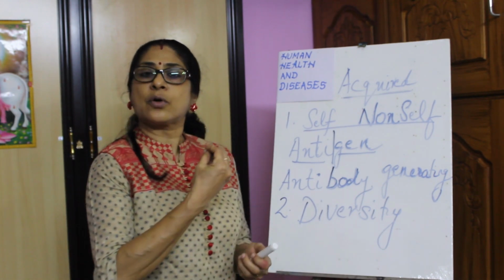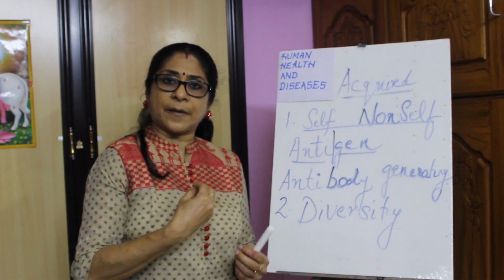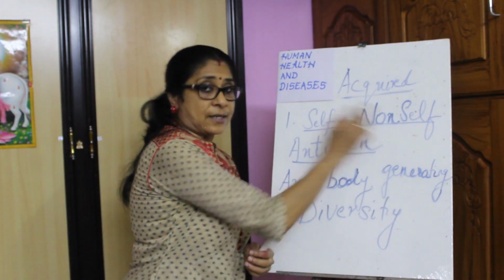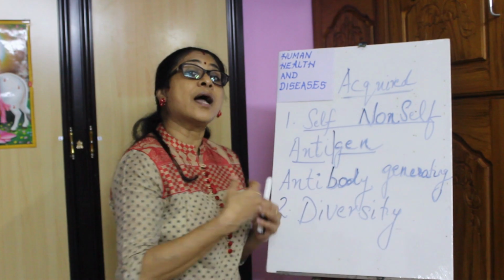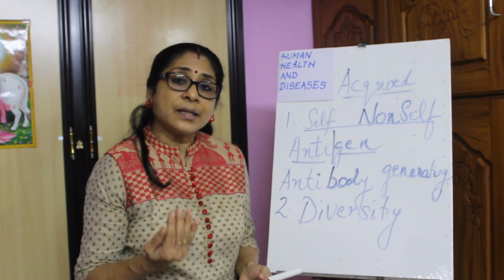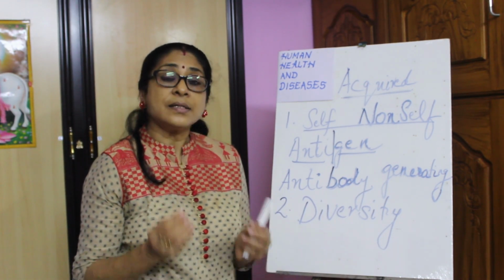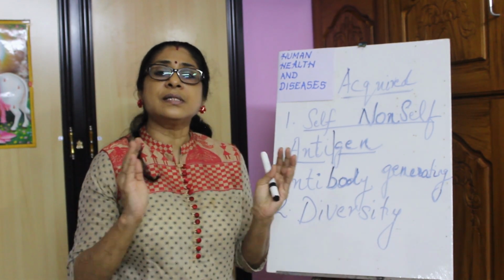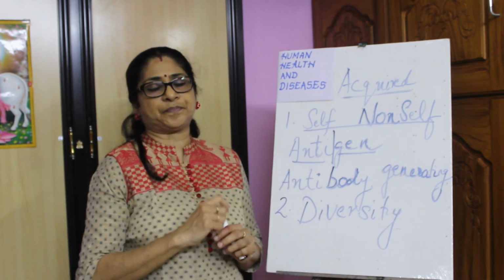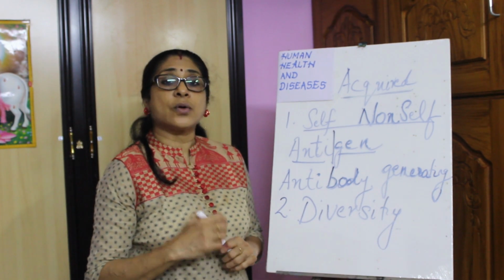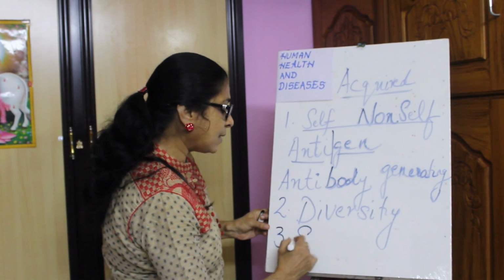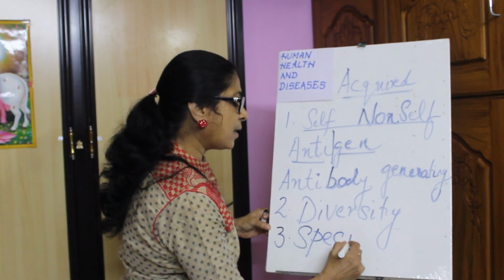Suppose we are exposed to a common cold, a virus today. Our immune system immediately recognizes it as non-self. So this is the meaning of diversity. Our immune system can definitely recognize the diverse number of antigens which enter into our body. Let us now see what is the third concept. The third concept is known as specificity.